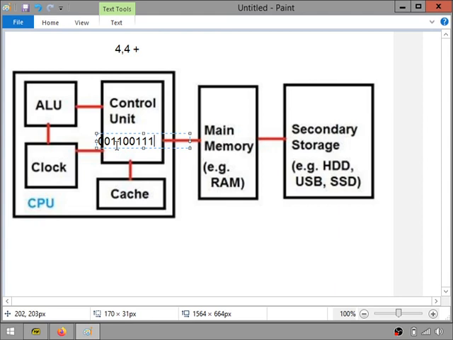And then the final step, it's going to execute this instruction. It's going to do some magic with this instruction and find out the answer for us. And by the way, the answer to 4 plus 4 is 8. It's going to give us the response 8, and it's going to send that back to main memory. Okay, going to send that right back there.